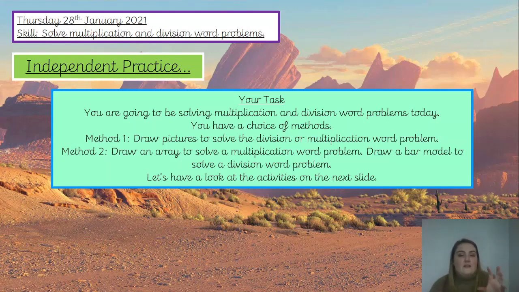What matters is that you've read the word problem, understood what it's asking you to do, and you've got the right answer.